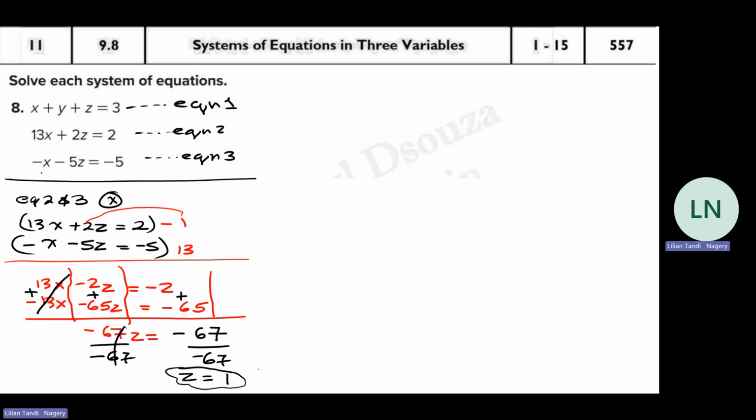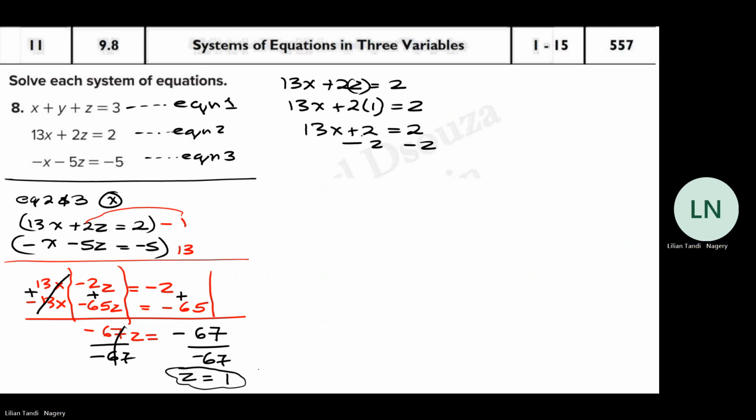You can substitute in either equation to get z. So I'm going to substitute there. 13x plus 2z equals 2. 13x plus 2 bracket 1 equals 2 because I know z. 13x plus 2 equals 2. Minus 2, minus 2. This is 0. 13x equals 0. Divide by 13, divide by 13, x is 0.